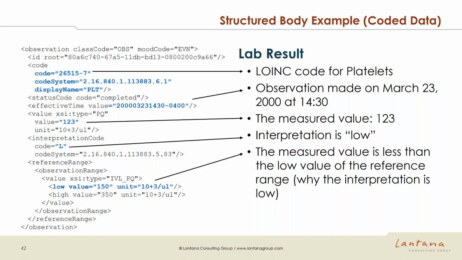And you can tell that that's low because of this one that's being pointed to here, which is the reference range of this lab test. So for this particular test, we note that the expected range of values is between 150 and 350. The measured value of 123 is less than that low value, hence the interpretation code of L for low. If that was instead, for instance, 153, then you would expect the interpretation code to be something like N for normal. Okay, next slide.